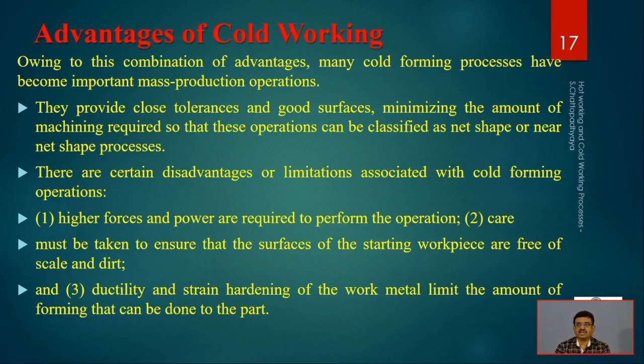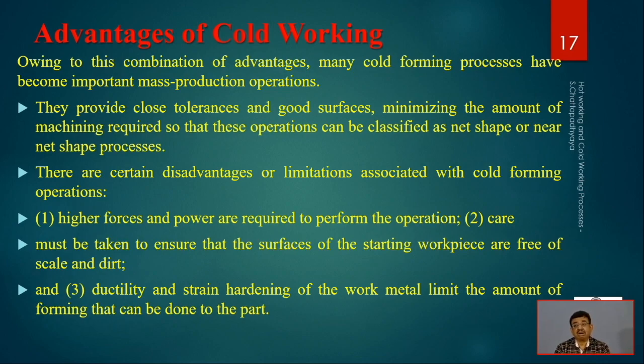Terrific advantages, the unique selling points of cold working: close tolerances, good surface finish, minimized amount of machining required. People don't want to do it in multiple steps. Post-processing is kept to a minimum, which is always advantageous, less hazardous, less cumbersome. These operations can be classified as net shape or near net shape manufacturing. People are looking for net shape or near net shape so that post-processing hazards are less. I want to do it in one go. Otherwise, it will be a problem.